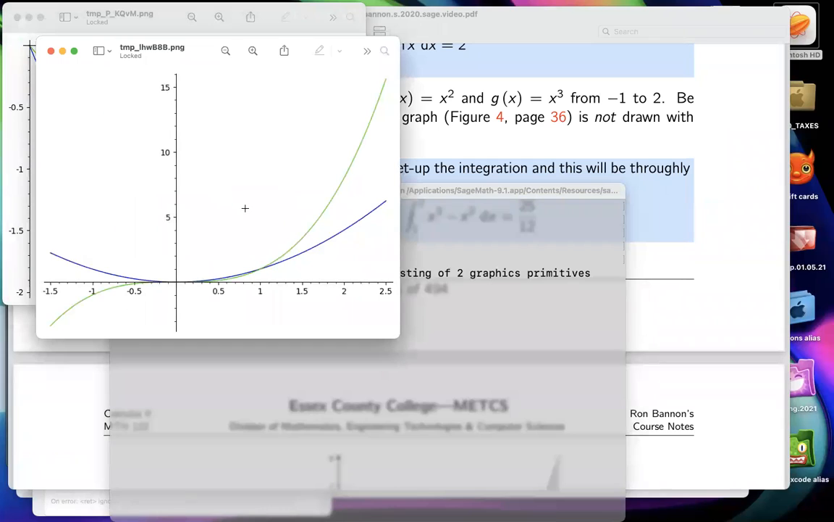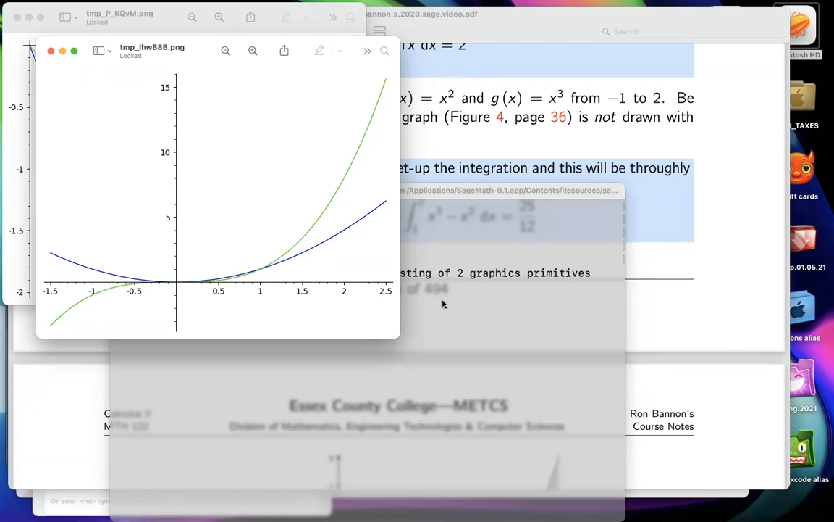I got a graph. Now, someone's going to say, that doesn't help me at all. Well, it helps me. What do I notice? I got a green curve here. That's the cubic. And I got a blue curve over here, which is going to be the quadratic. Now, I'm looking at a point over here, and I'm going to say they intersect at 1.